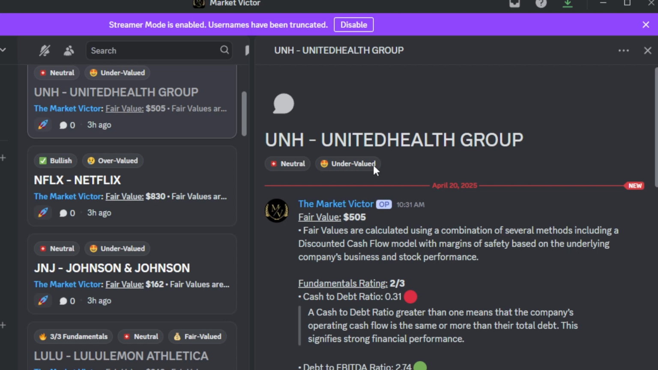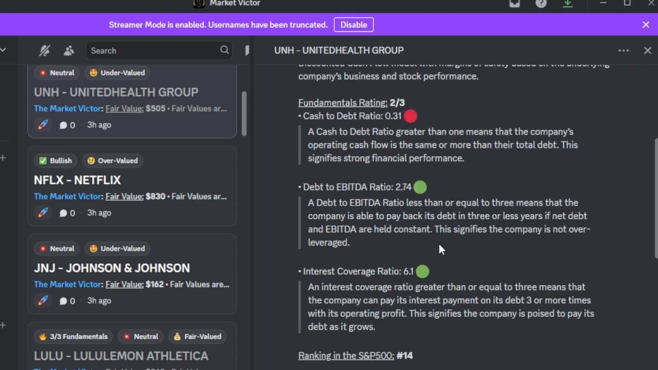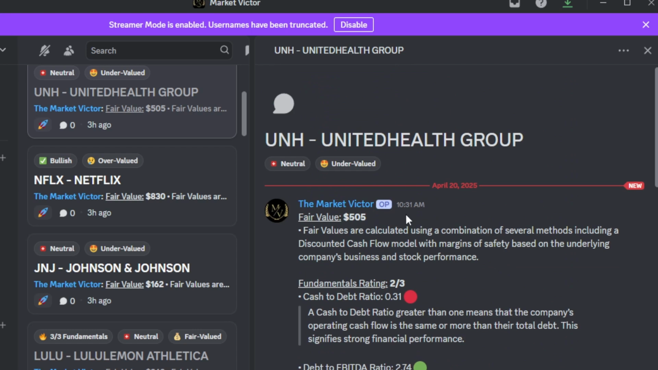United Healthcare is the second largest holding in the Dow Jones, right below Goldman Sachs, and it's still a great company. It has great fundamentals. It has a 2 out of 3 fundamentals rating on the three metrics that I track on their balance sheet. It has a high ranking in the S&P 500. If you wanted a healthcare stock that pays a good dividend, that's defensive, and you don't have any and you want to start a position, I think United Healthcare is a good choice to do your own due diligence on and look into.